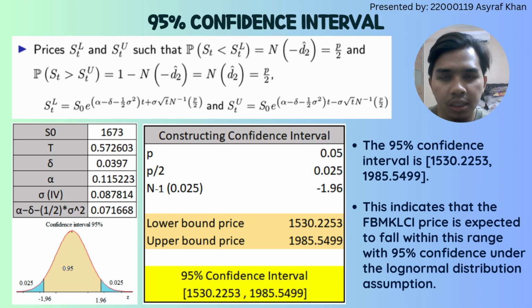Using the lognormal prediction interval formula with a 95% confidence level, where the inverse standard normal value at 0.025 is negative 1.96, we obtain the confidence interval as follows. This means that under the assumptions of the lognormal model, we are 95% confident that the FBM KLCI level at expiration will fall within this range. The interval also reflects the uncertainty in future market movements captured by the implied volatility.